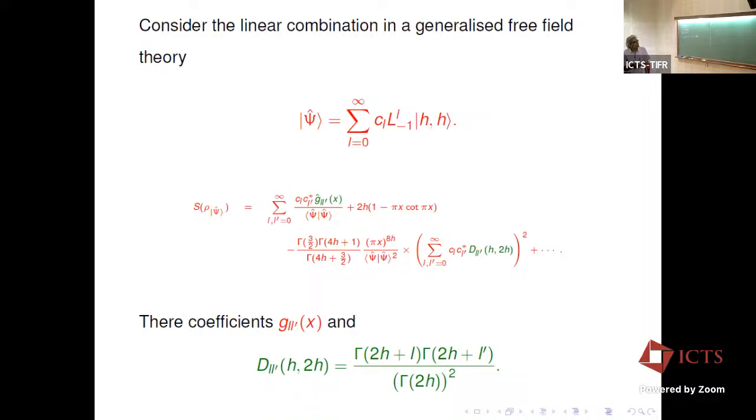Now consider this linear combination when H and H is there, for a generalized free field. Here the operator OP has dimension 2H, and the structure constants are known. This is a linear combination, and this is the correction to the entanglement entropy. Many people might be familiar with this term. Then there are these corrections, and this is the next correction. Note that this is non-analytic. If H is some arbitrary object, it's a non-analytic object. So this is the leading short distance expansion, and these are the coefficients.